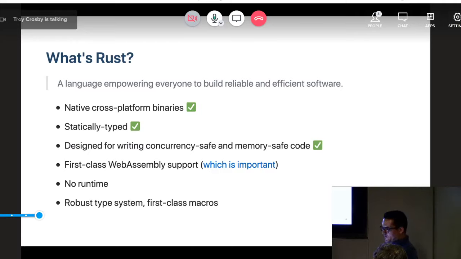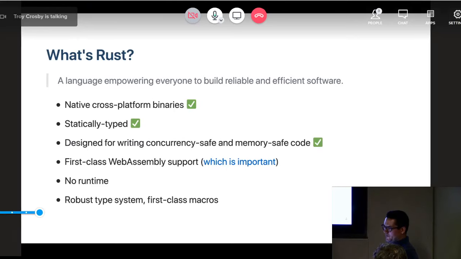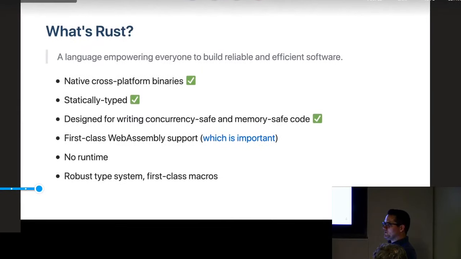So to go through a short feature list that Rust shares with Go: just like Go, it produces native cross-platform binaries. Just like Go, it's statically typed. And just like Go, it's designed for writing concurrency-safe and memory-safe code. Although on that third point, the manner in which Rust does this is very different from Go's. We'll see a little bit about that.